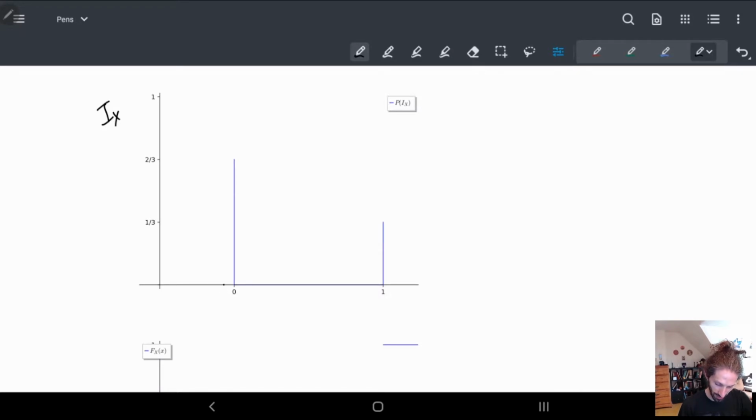The chance that X gives me 0, so I of X is equal to 0, we have a 2/3 chance. So this is saying 2/3 of the time, we'll get tails. For I of X equal to 1, we have 1/3. So this is our chance of getting heads.